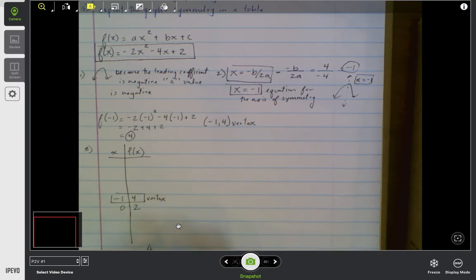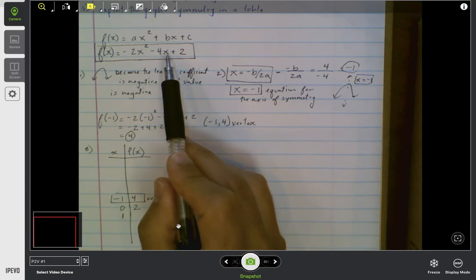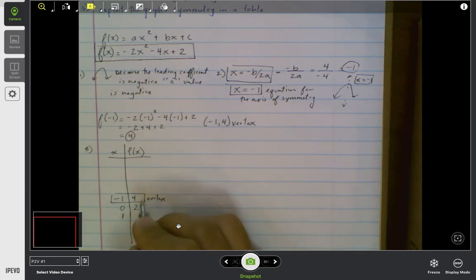Now, I have not exploited the symmetry yet. I'll show you what I mean by that in just a moment. Let's say I choose to plug in the number 1. My x values are getting bigger and bigger. If I take this 1 and plug it into this function, again, replacing all the x's with 1s, you'll find that your output ultimately will be -4. Now, if I graph just these 3 ordered pairs, you're going to have kind of an asymmetrical graph.